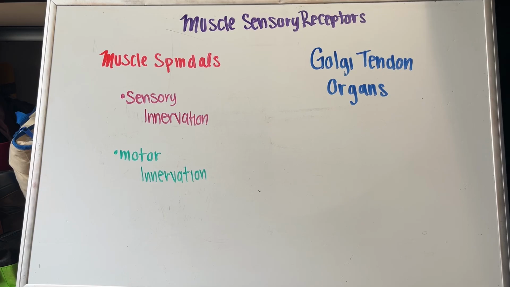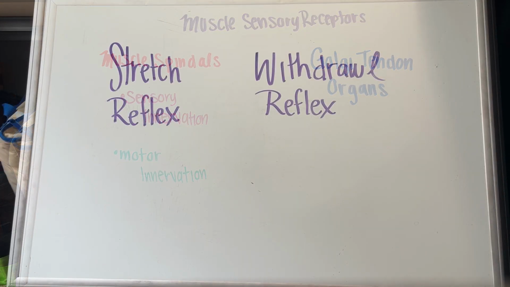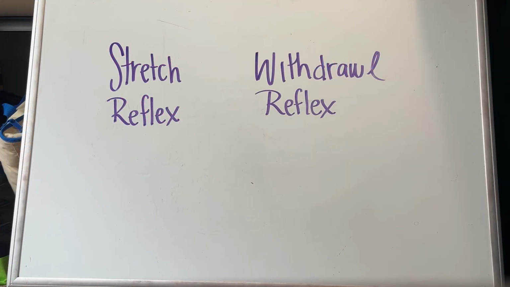When we talk about Golgi tendon organs, these are also proprioceptors involved in somatic reflexes. There's not a ton we need to know about them, but we just need to know that they are a thing. So with those included, we're going to talk about a couple of reflexes here. Our first one is a stretch reflex.